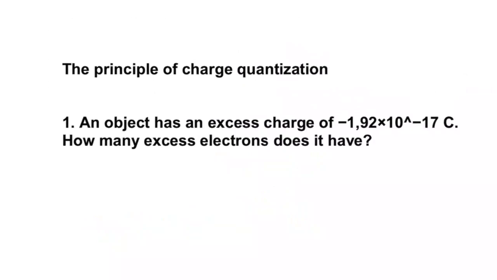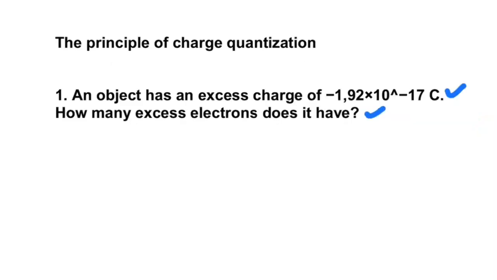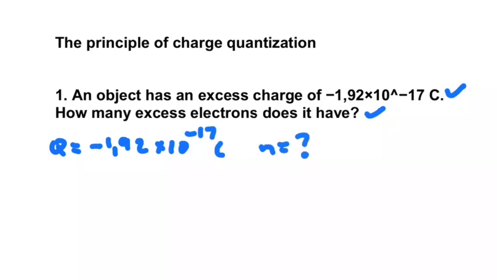The principle of charge quantization. An object has an excess charge of minus 1.92 times 10 to the minus 17 coulombs. How many excess electrons does it have? So we are given the charge of the object, right? The charge of the object is said to be equal to minus 1.92 times 10 to the minus 17 coulombs. This is the charge of an object. And the question is saying, how many excess electrons does it have? We're looking for the excess electrons.